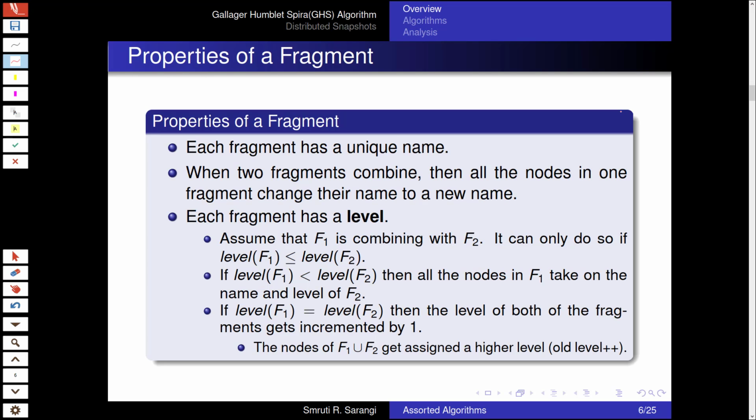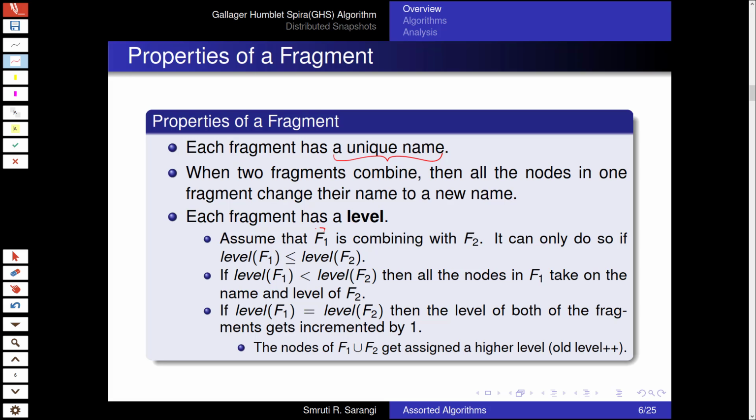So what are the properties of a fragment? Now we are getting into our distributed algorithm, not completely, but looking at it from the outside. Let us give each fragment a unique name, a unique ID. When two fragments combine, all the nodes in one fragment will change their name to a new name. If two fragments combine to create a bigger fragment, of course a new name has to be assigned, the same way two companies merge. Typically, if a large company gobbles up a small company, no name is changed. But if two equal size companies merge, the name reflects both. We will see something similar happening with fragments.